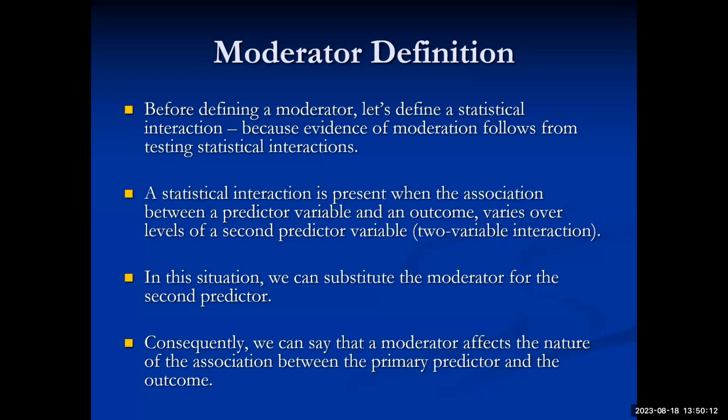Let's start out by looking at a definition for a moderator. When I talk about moderation in my classes, I like to start by introducing the concept of statistical interactions, because when we test for moderators, we're testing for statistical interactions. So a statistical interaction is present when the association between a predictor variable and an outcome varies over levels of a second predictor variable, and this obviously assumes a two-variable interaction. In this situation, we could substitute the word moderator for the second predictor, leading us to our definition for moderator. We can say that a moderator affects the nature of the association between the primary predictor and the outcome.